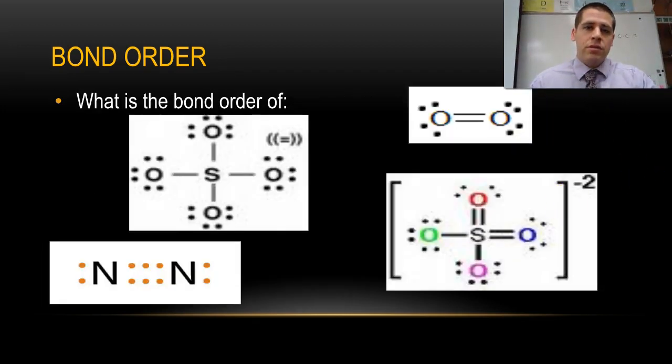So let's look at some examples here. What's the bond order of this first one? 1, because you have all single bonds. O2 has a bond order of 2, and then nitrogen would have a bond order of 3. What about when you have a couple double bonds but a couple single bonds? You're basically taking an average, so I would call this a bond order of 1.5. Each electron domain on the sulfur averages out to 1.5 bonds, because you have 2 doubles and 2 singles.